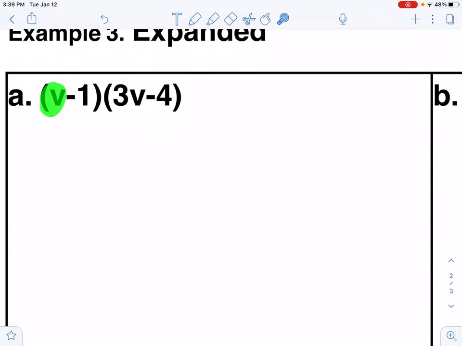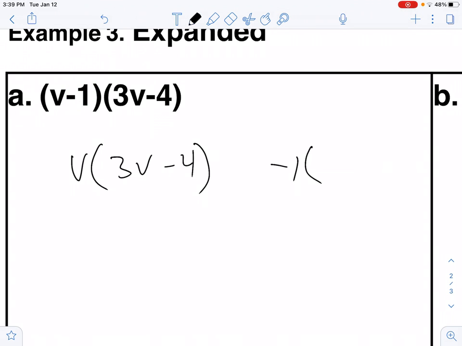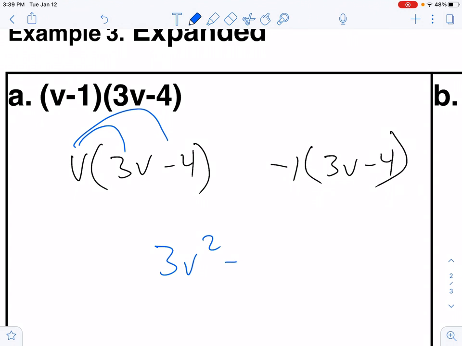I'm going to take v and multiply it with 3v minus 4. So I'm going to take my first term, and I'm multiplying that whole thing with 3v minus 4. I'm also taking my negative 1, which was my term here, and I'm multiplying that with 3v minus 4. So I'm gonna do my first one. Let's see, I'm gonna use a different color. V times 3v, 3v squared. V times negative 4, negative 4v.